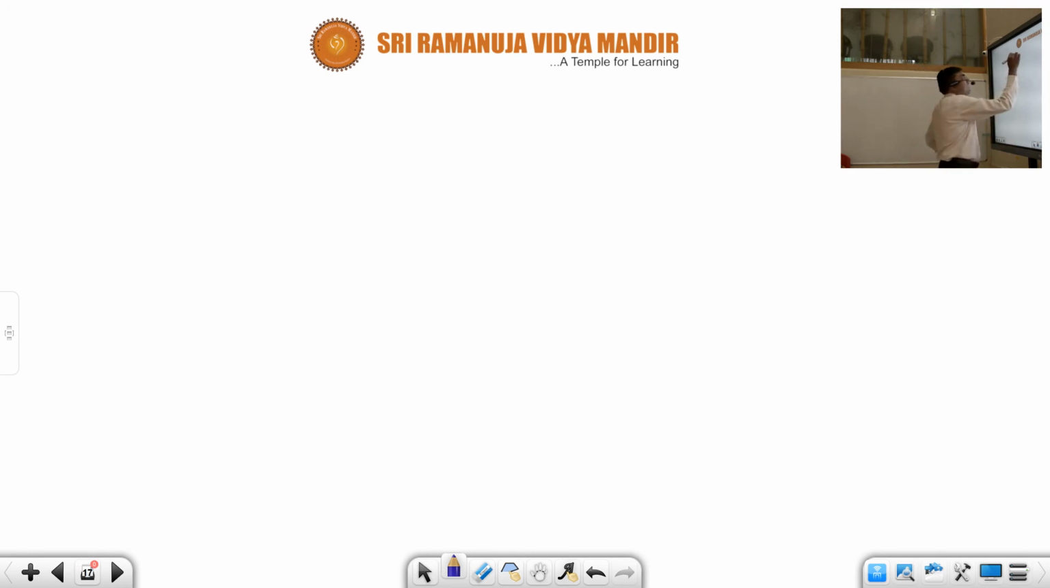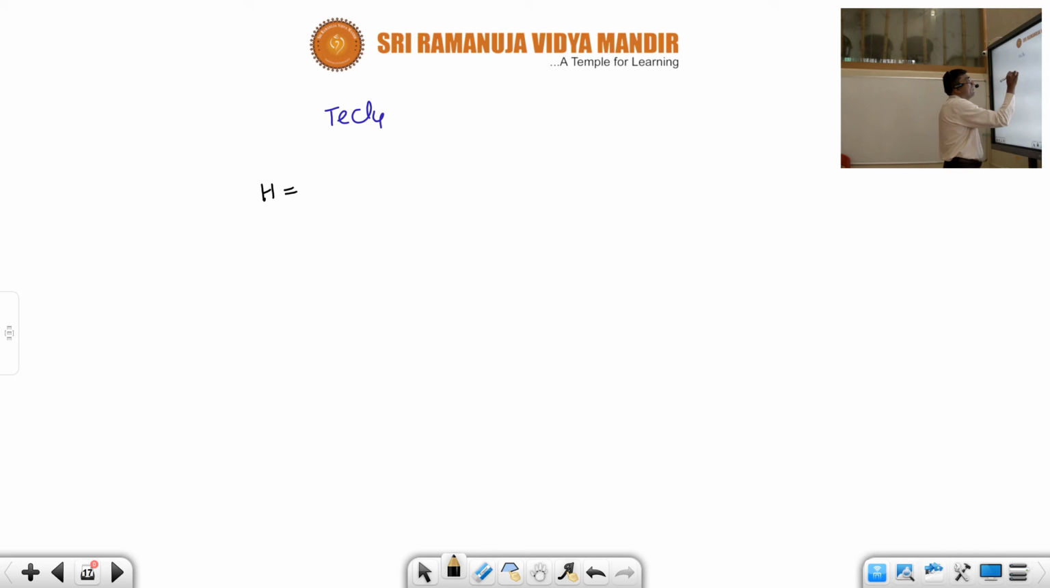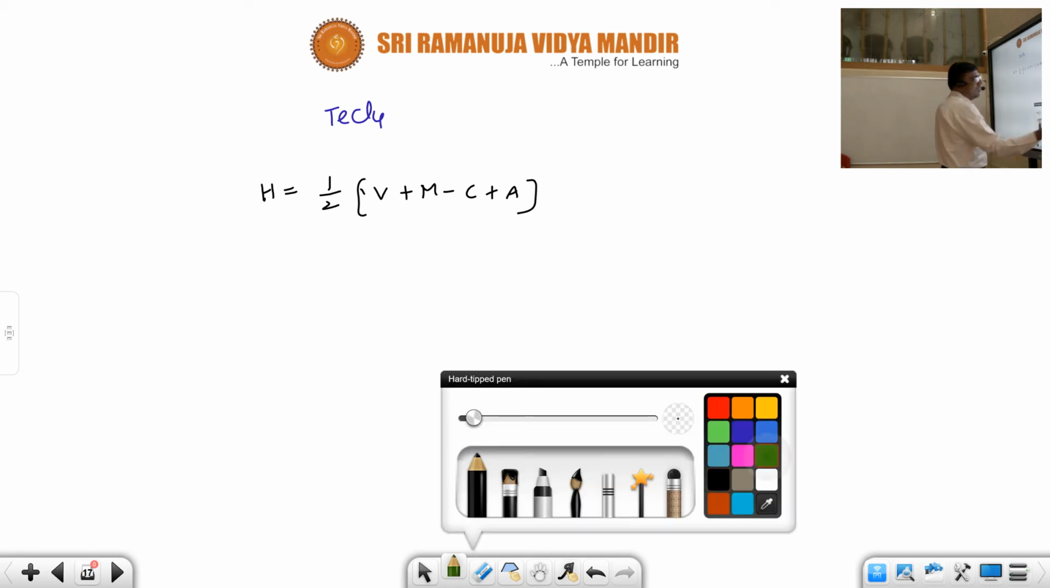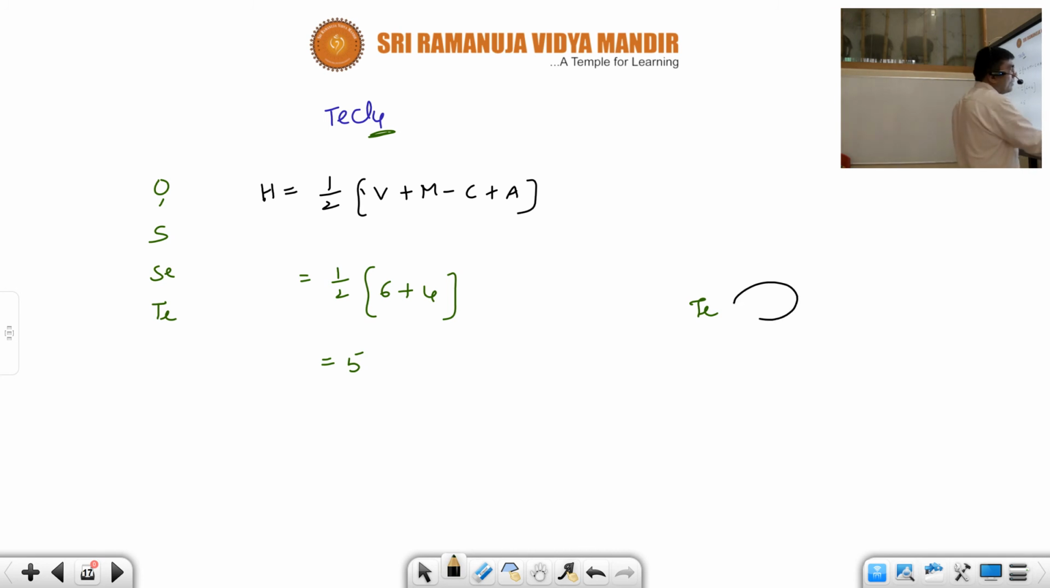Now let us take another example, TeCl4. Hybridization is equal to half into V plus M minus C plus A. Let us use this formula. Half into tellurium's valency, which is 6, because oxygen, sulfur, selenium, tellurium are in the same group, plus the number of monovalent atoms, 4. That is equal to 5. Out of 5, how many bond pairs? 4. That is seesaw structure. What structure? Seesaw. So this is tellurium, and one lone pair is there.